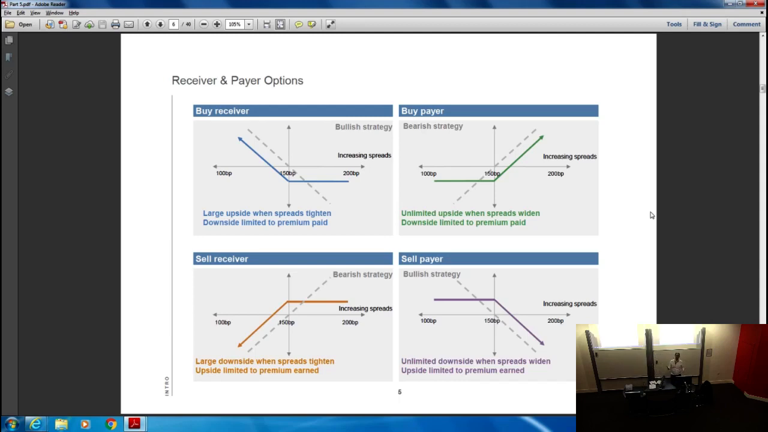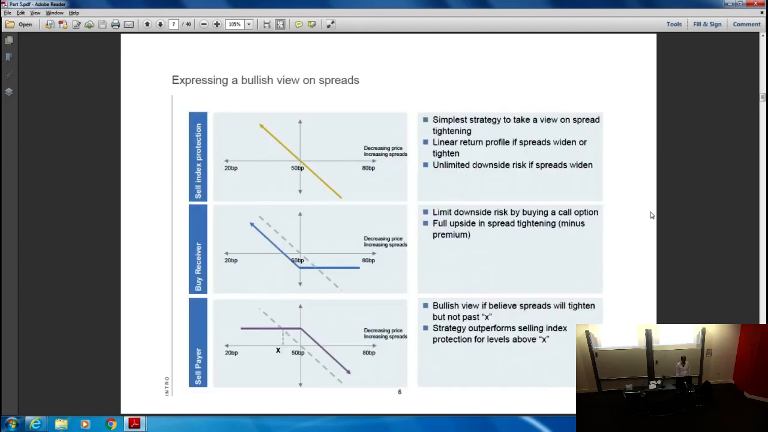What are the long risk trades then? Long risk trades are either buying receivers, buying the option, or selling the payer. If you sell the payer, you're also putting on a long risk trade. As long as spreads stay where they are or go wider, you're going to make money. If you want a bearish trade, then you're looking at either selling receivers or buying payers. In both cases, if spreads move wider, you're going to be making money.